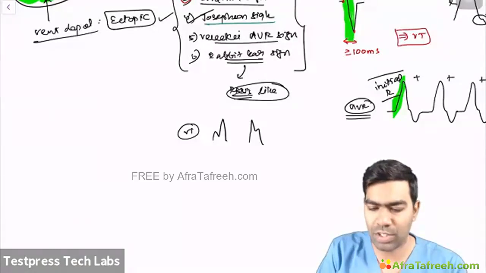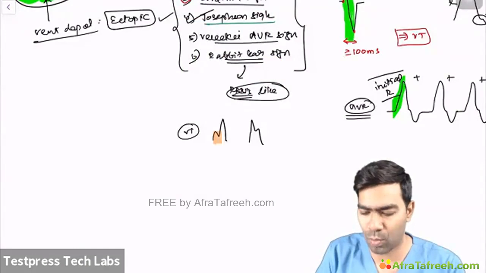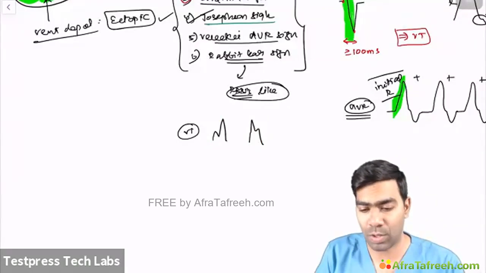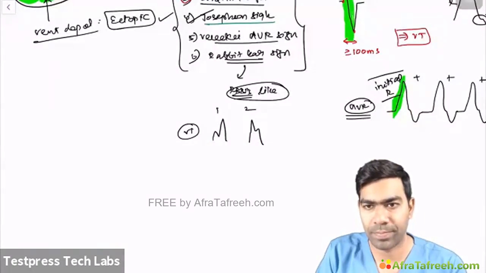So in this, which is surely a VT? Can anyone tell which is considered surely to be a VT? Either 1 or 2, which is considered to be a VT? Which can be surely a VT? 1, 2, which is VT?